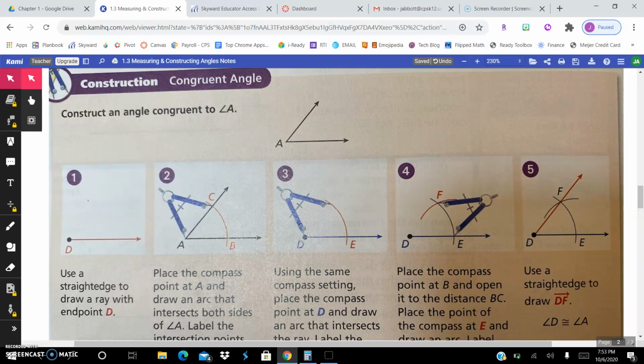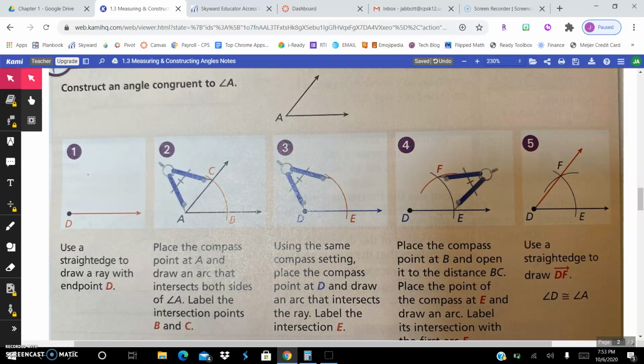All right, constructing a congruent angle. So you're going to start off with a straight edge to draw a ray with endpoint D. Then you're going to place a compass point at A, up here in the original picture, and draw an arc that intersects both sides of angle A and label the intersection points B and C.